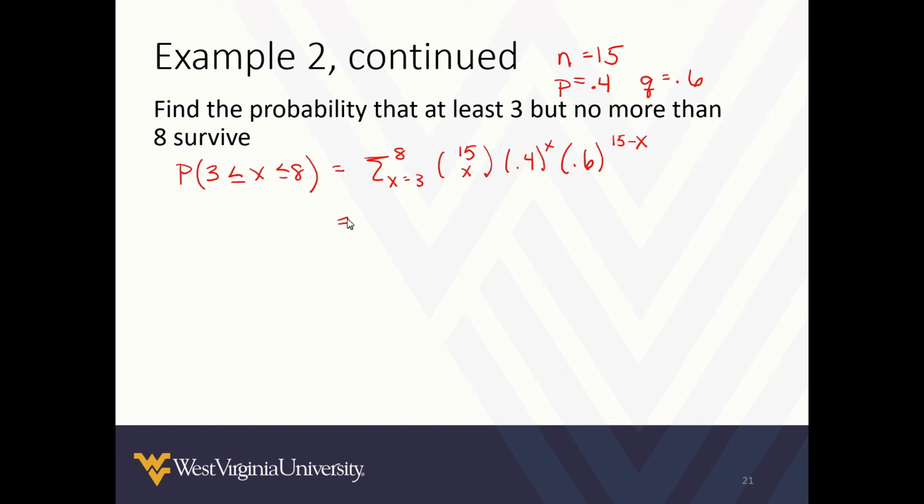When we use the table, remember it does the probability of x less than or equal to x. So what we are going to do as an alternative, we would find the probability of x less than or equal to 8, and we would subtract the probability of x less than or equal to 2. That way, using our table, we can find the probability that we need.